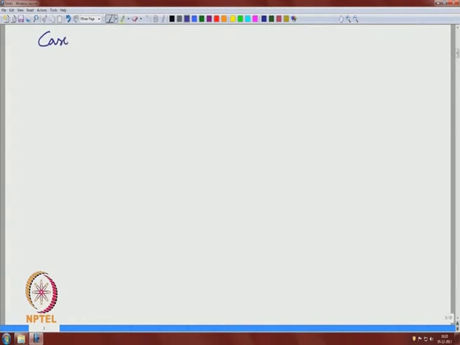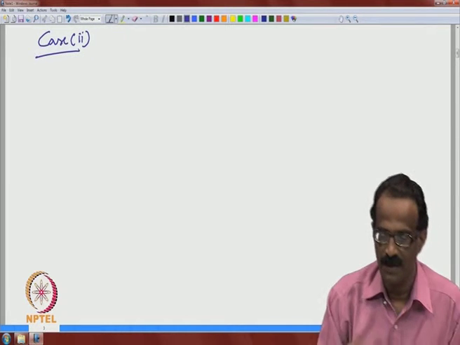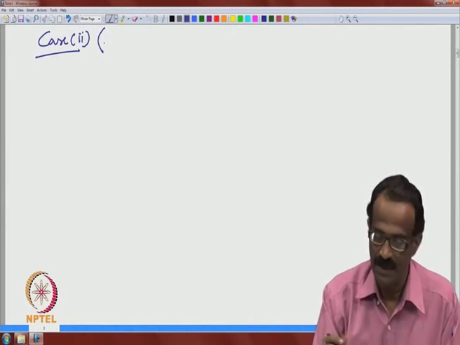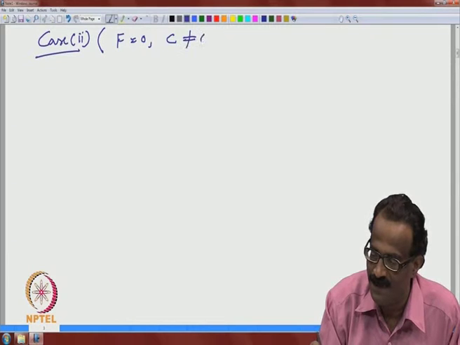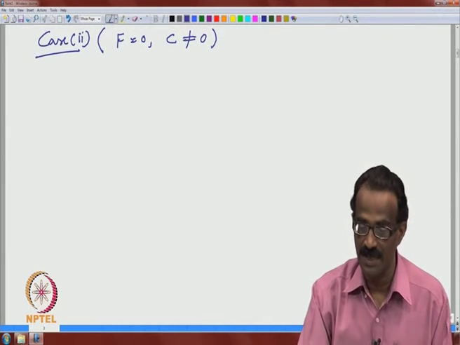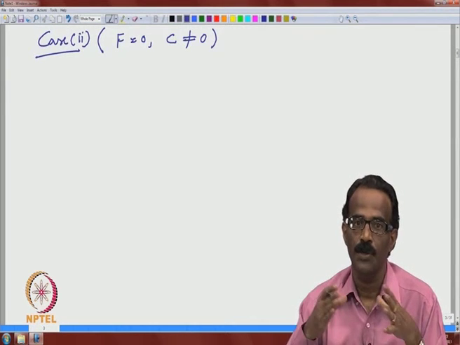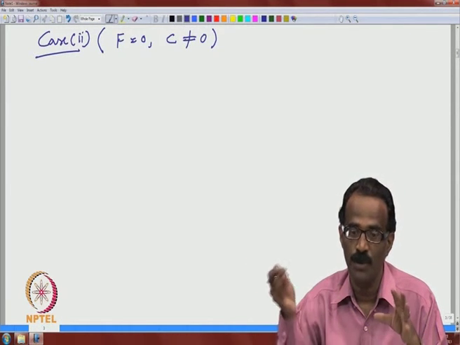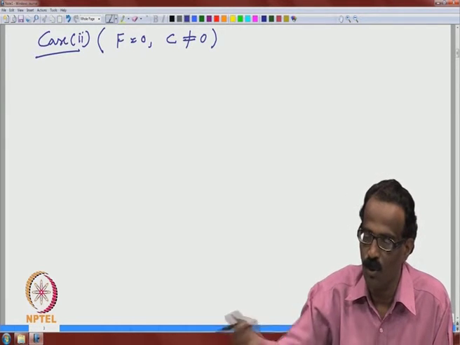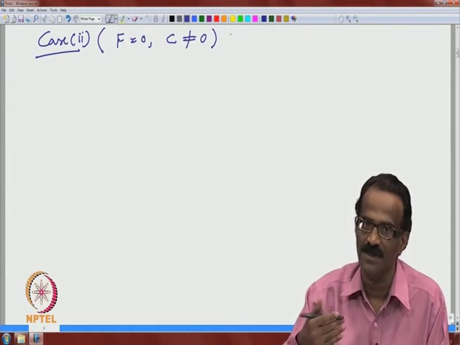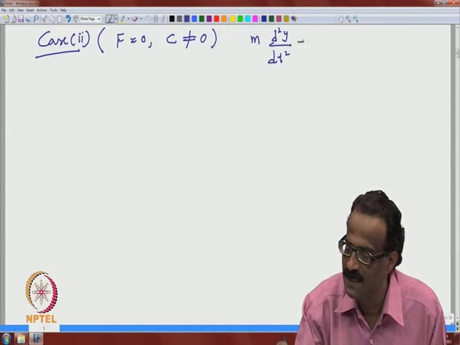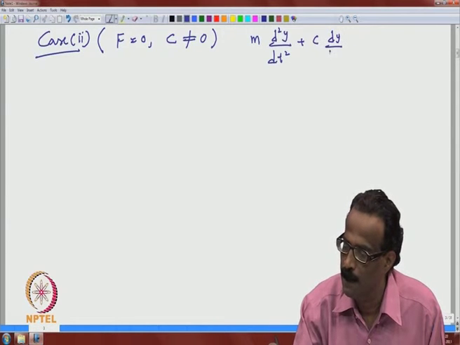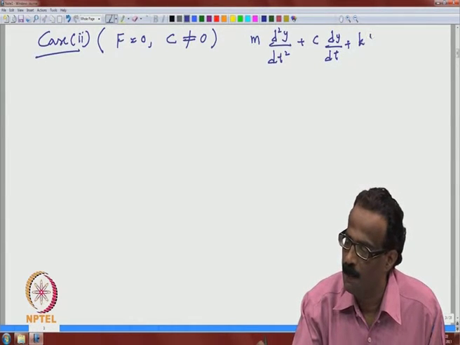From the solution you understood. Case 2: you are still taking the situation with f equal to 0, but c not equal to 0. How does the equation look? There is no external force coming to the system, but you are putting in damping, putting it in oil for that particular example, or in other mechanical systems you add damping. So, you will have this equation: m d squared y by dt squared plus c dy by dt plus k y equal to 0.